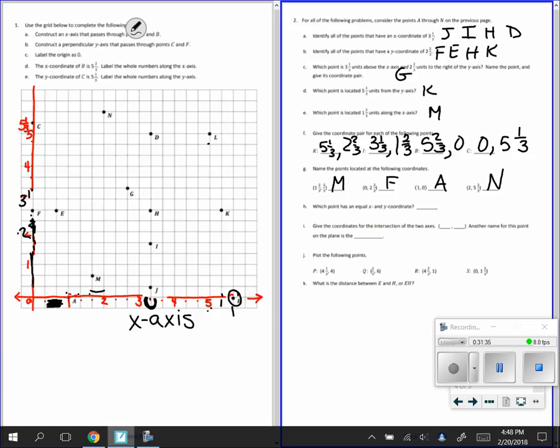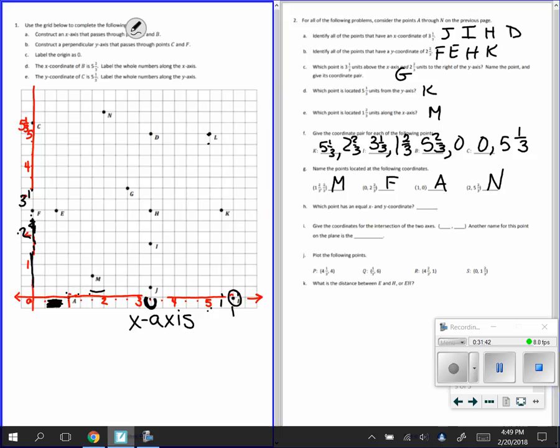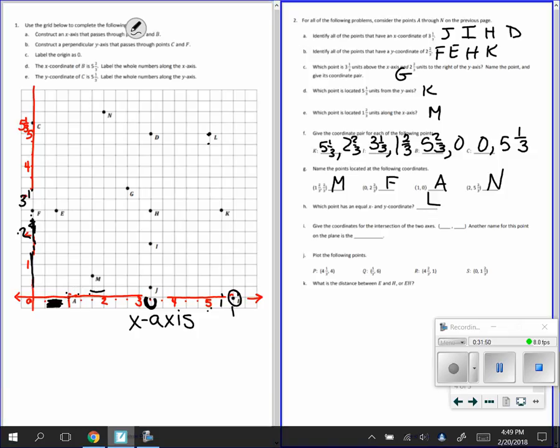Which point has an equal x and y coordinate? Is L, because it has 5 and 5. Give the coordinates for the intersection of the two axes. The intersection is 0, 0. And another name for this point on the plane is the origin. So they want you also to plot the following points.